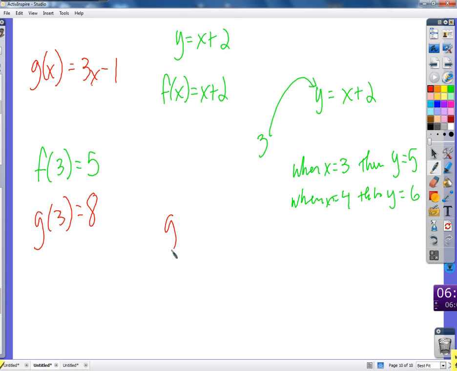So what's g of 4? 11. And what's f of 6? 8. So that's all function notation is. It might still cause you some confusion. That's just fine. The only thing it is, is names of functions and a way to represent that I want you to put this number into the function rather than having to say, when x is something, y is this.